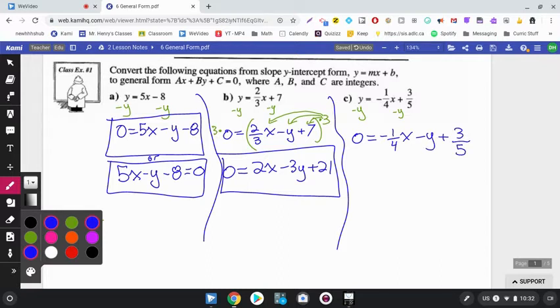All right, this one's a little harder. So what I'm going to do is get rid of my fractions. I have to get rid of my fractions. So here's where there is a quick way to do it. And if you want to try that quick way, you can go ahead. I'll do it the slow way.